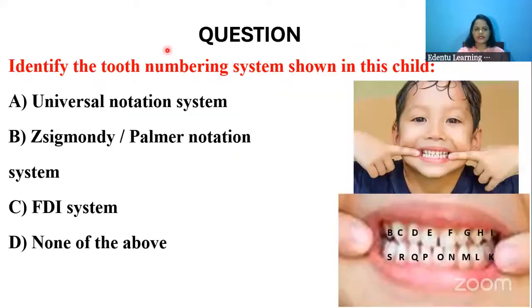Now, moving on to the next question, identify the tooth numbering system that is shown in this child. Okay, I hope you can see this, the B, C, D, E, F, G, H, I, and all till the S, it is shown here. So what type of tooth numbering system is shown in this child here?